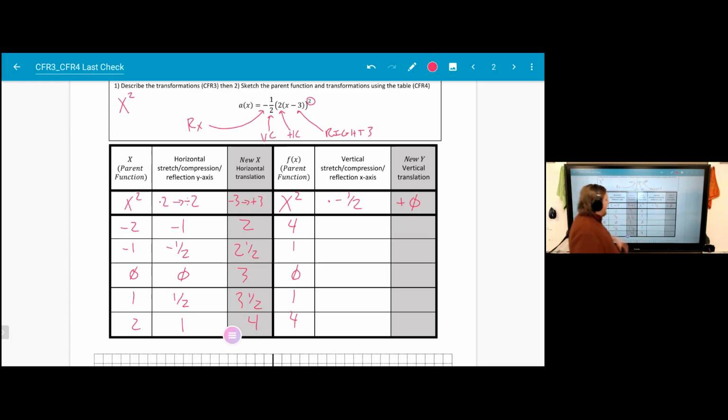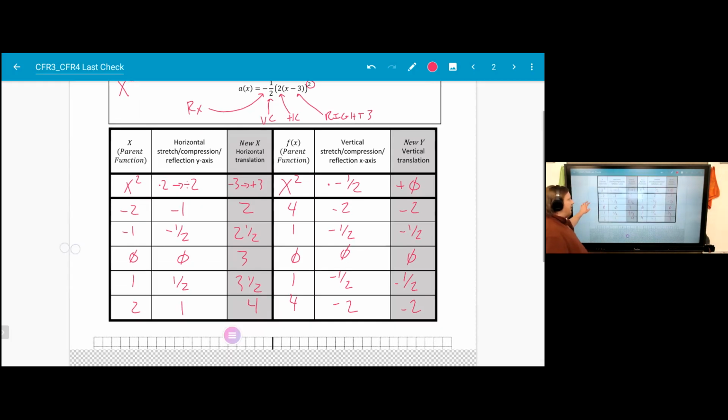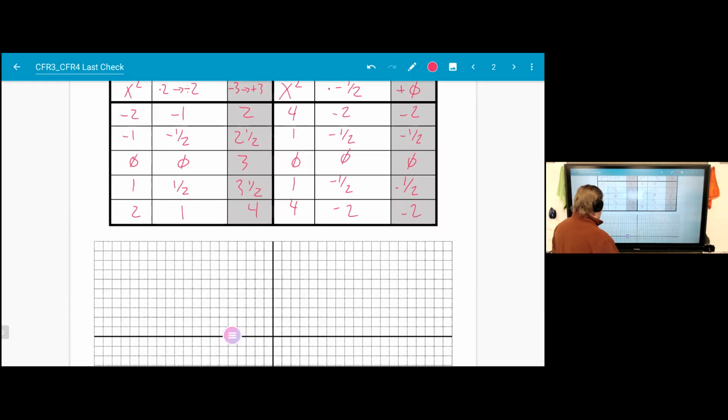For our vertical stretch compression, we do exactly as it says. So this would be -2, -½, 0, -½, -2. Adding 0 doesn't change these values. And then we graph them. We graph our parent function, x and y, and our new function, x and y.